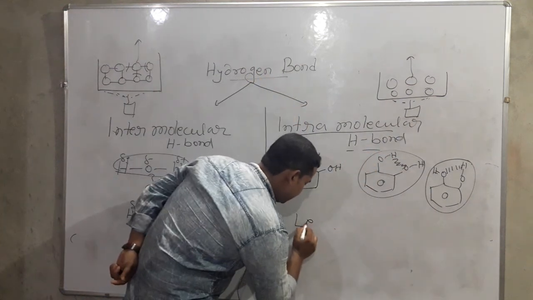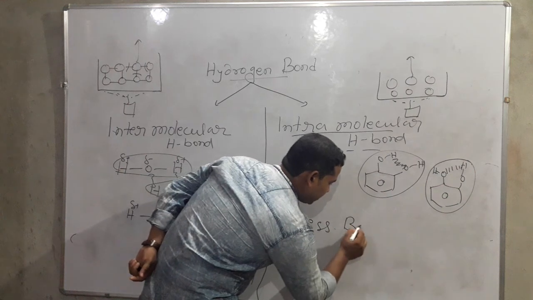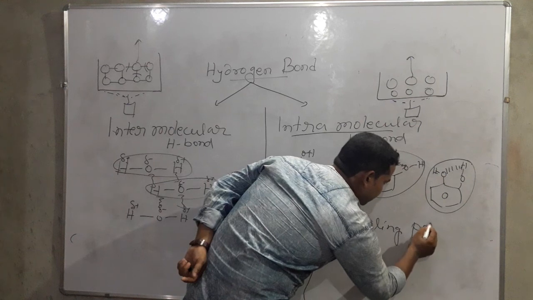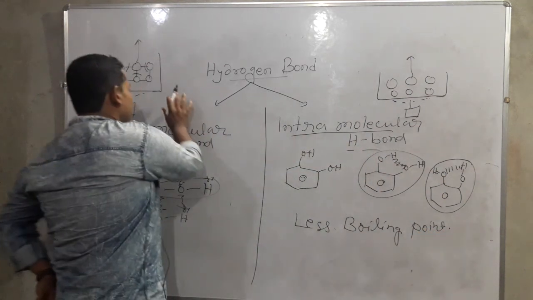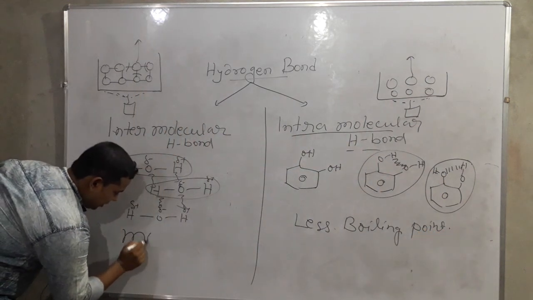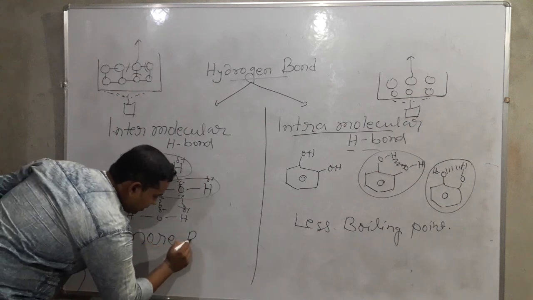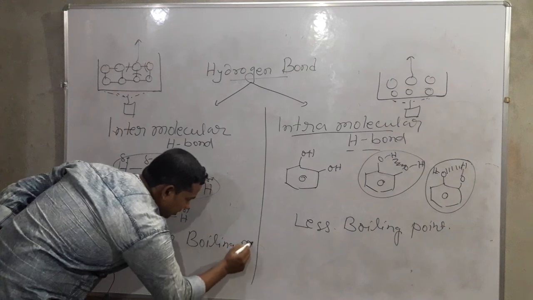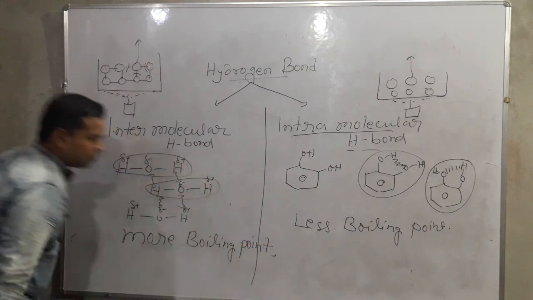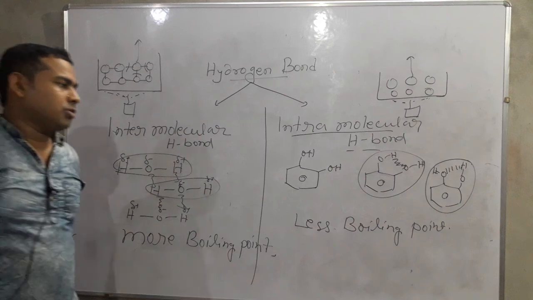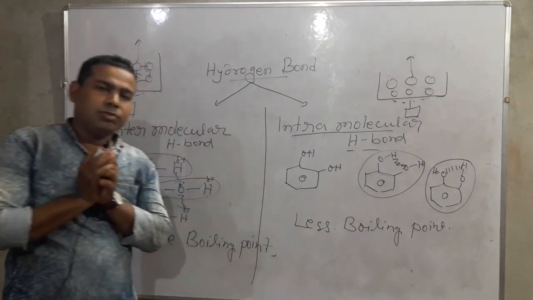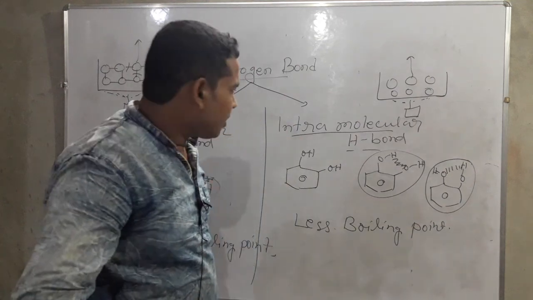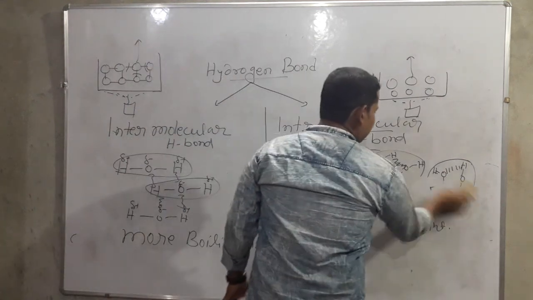The less boiling point. Clear? This one has more boiling point. This one is more boiling point, this one shows less. That means intramolecular hydrogen bond is less stable than the intermolecular hydrogen bond. Clear? Another important point.